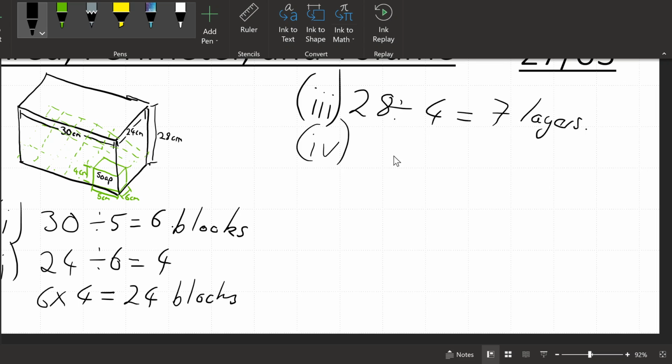And then finally, how many packets of soap will fit in the box altogether? So we have got 24 blocks per layer. We've got 7 layers. So we can go, okay, 24 multiplied by 7. I'm just going to plug that into a calculator as well for myself, because I'm not going to get that off the top of my head. It's going to be 168 blocks. So as you can see, each question breaks the overall question down.